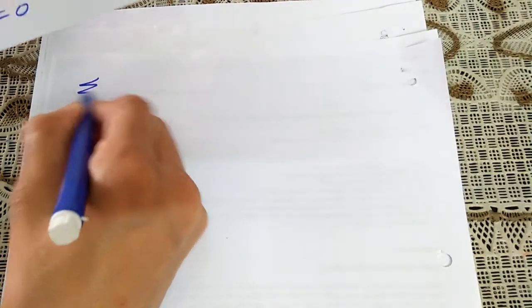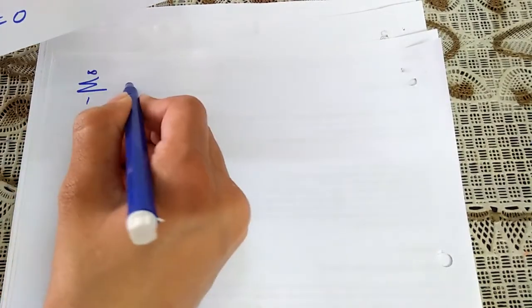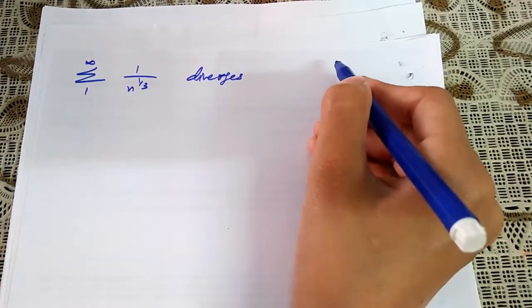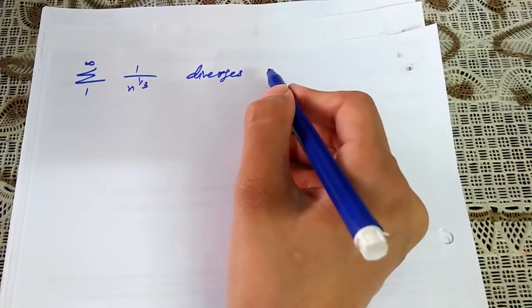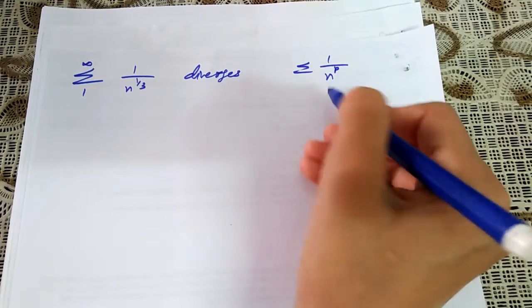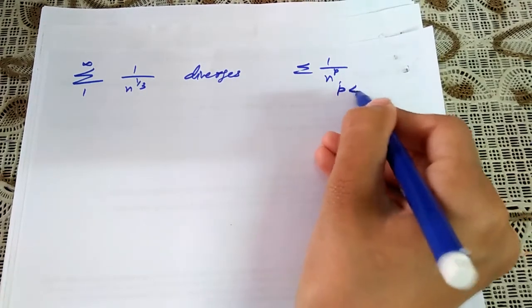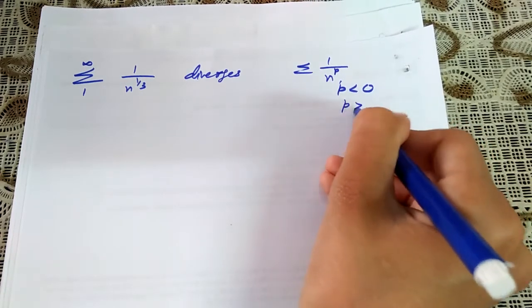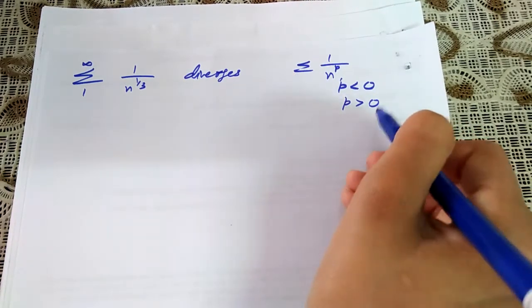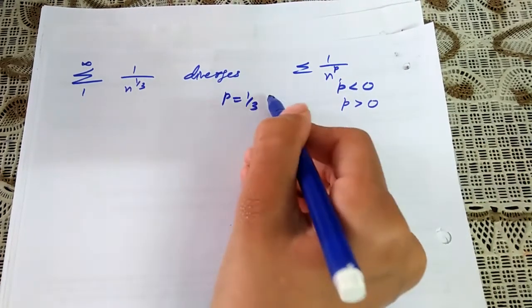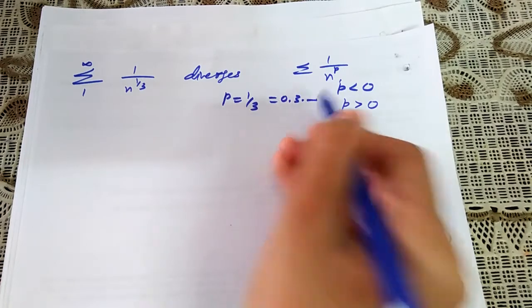You know that the summation from 1 to infinity of 1 over n raised to power 1 over 3 diverges, because I told you earlier about the p series. If you have a series, summation 1 over n raised to power p, and your p is less than 1, then it will be divergent. And if your p is greater than 1, then this will be a convergent series. And you see here, this p is 1 over 3, which is 0.3 something like that.